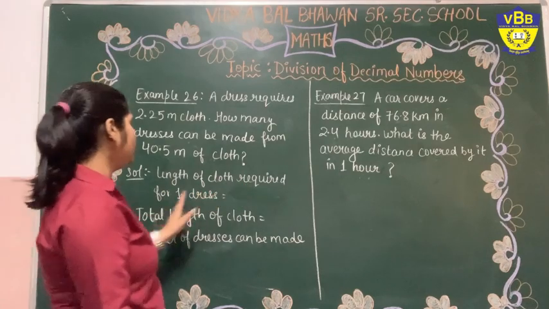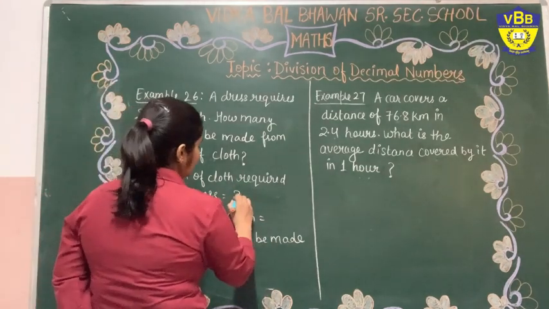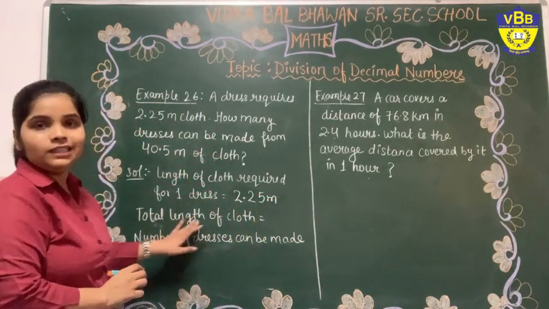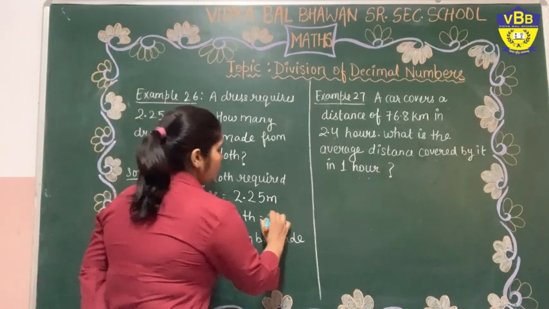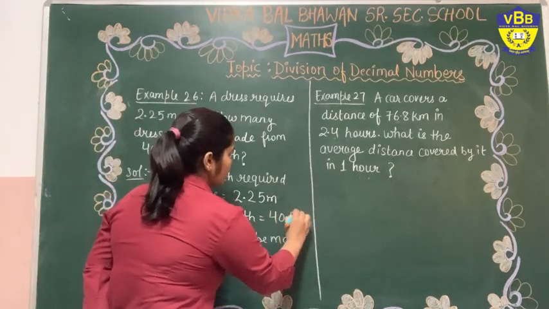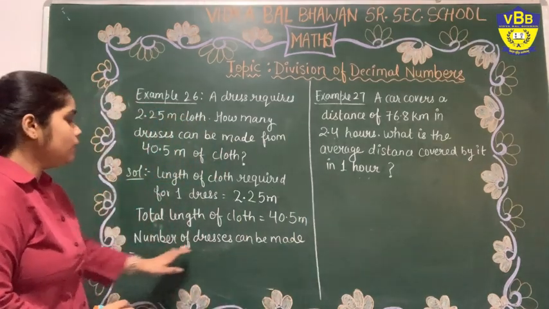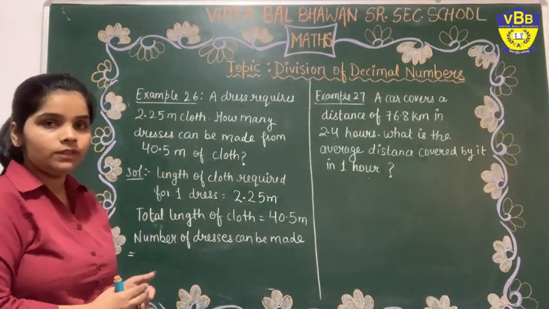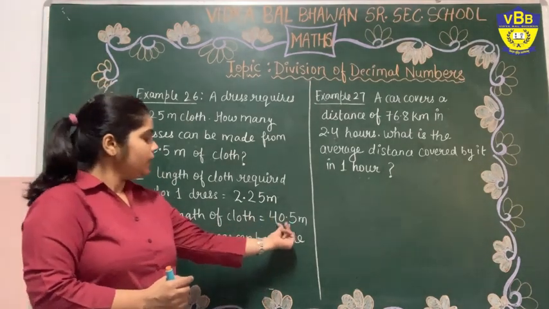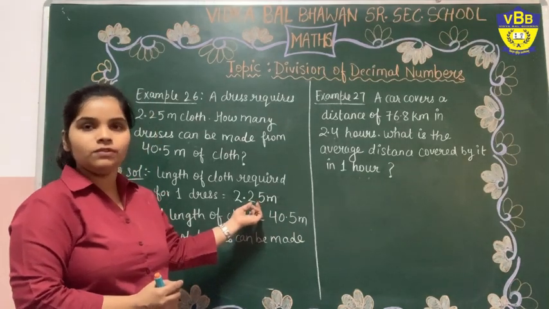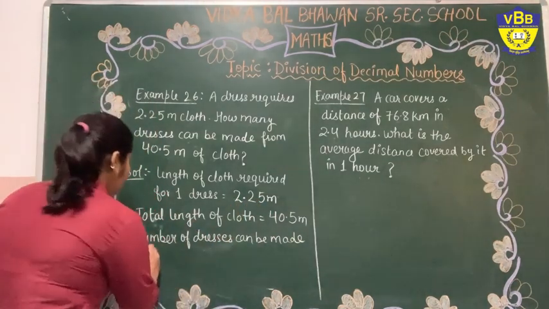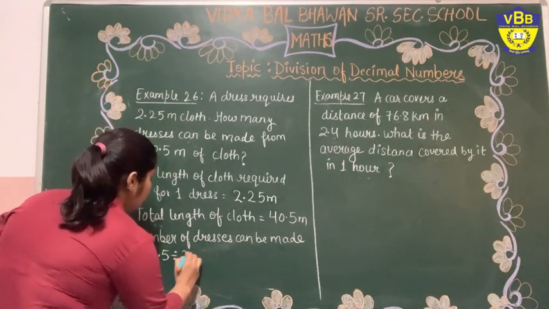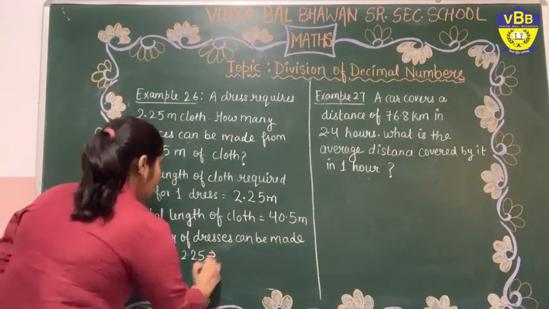Here the length of cloth required for one dress is given, that is 2.25 meter, and the total length of cloth we have is 40.5 meter. So for the number of dresses that can be made out of the 40.5 meter cloth, what we will do? We will do the division of 40.5 by 2.25. Then we will get to know the number of dresses. So it will be 40.5 divided by 2.25.